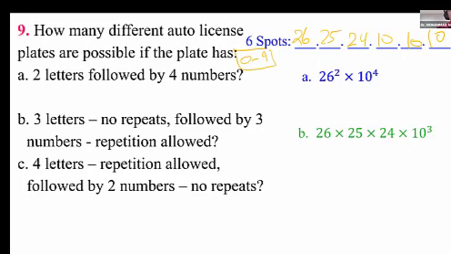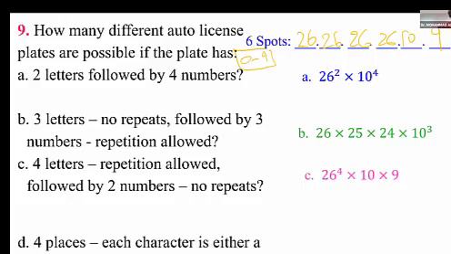Now we have 4 letters and 2 numbers. Let's see how we can write that. This is 26. It says repetition is okay, so is this one. All the 4. And the 2 numbers, we can't repeat them. So the first one can be 10, but the next one must be 9. 26 to the power of 4 times 10 times 9.